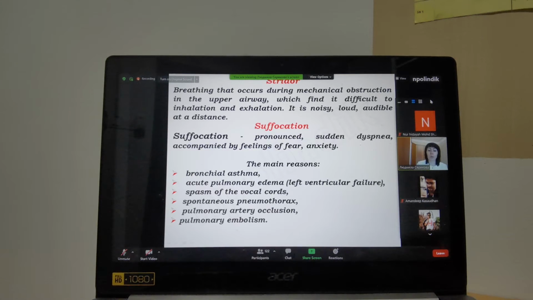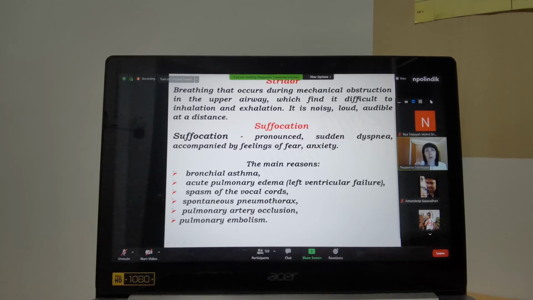I think you heard about bronchial asthma, acute pulmonary edema. Here, different types of dyspnea also will be classified by different types. That may be spasm of vocal cords. It may be spontaneous pneumothorax. So it may be accompanied by only dyspnea, maybe suffocation. And about pulmonary embolism, what will the patient have, only dyspnea or suffocation?